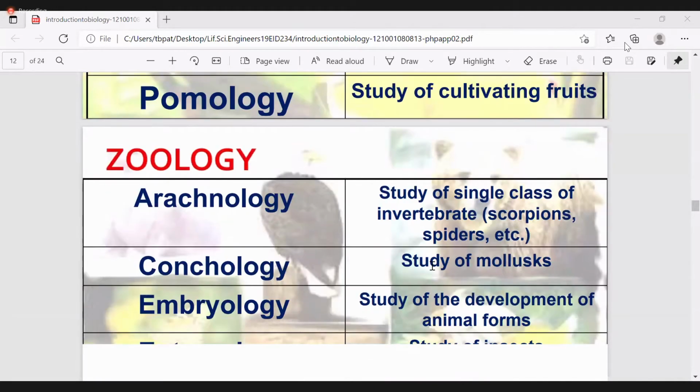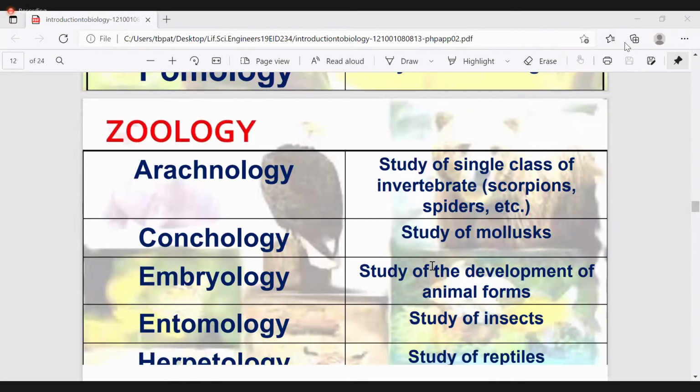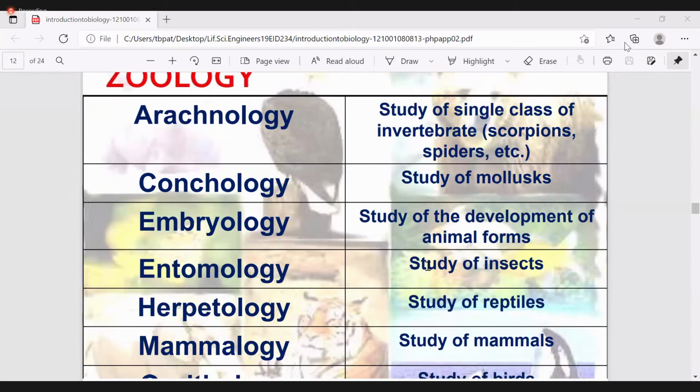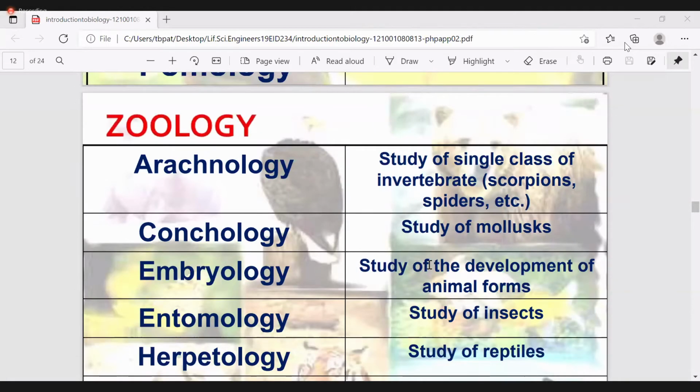Okay. The next is zoology. Archaeology is the study of the single class of invertebrate.